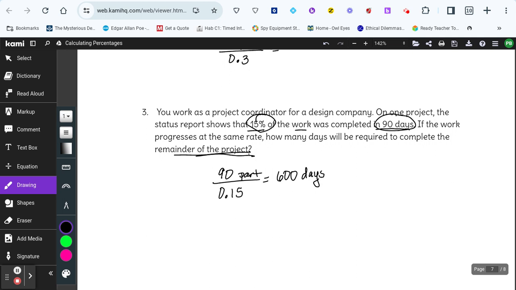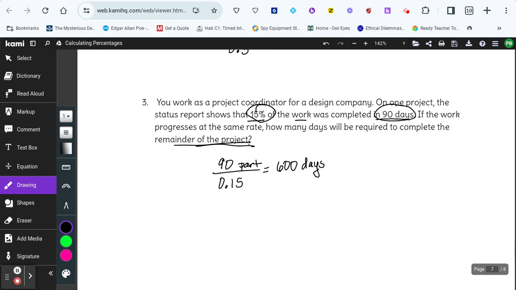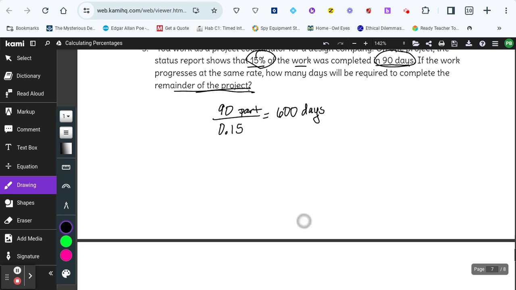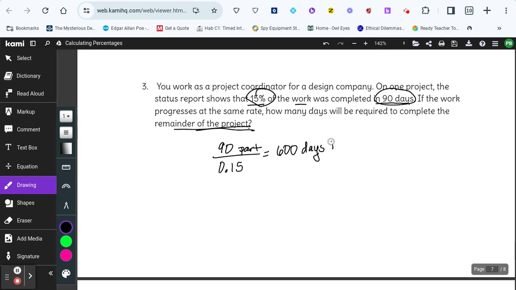Now I'm just going to divide this by 365 to see. It's 1.6 years, okay? Yeah, it's 1.6 years. That's about a year and 7 months or a year and 8 months, somewhere in between, to get finished with that project. All right, I'm going to put 600 days in total.